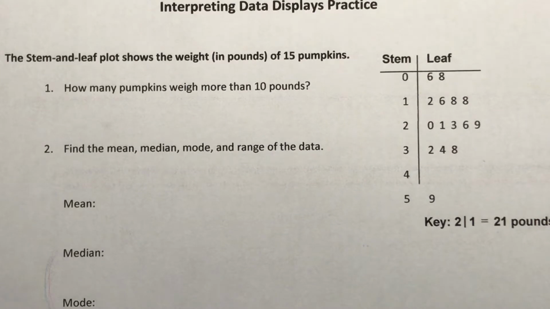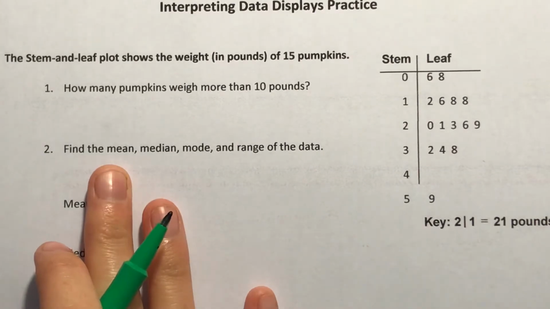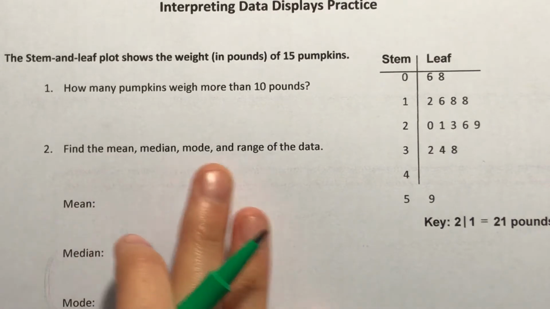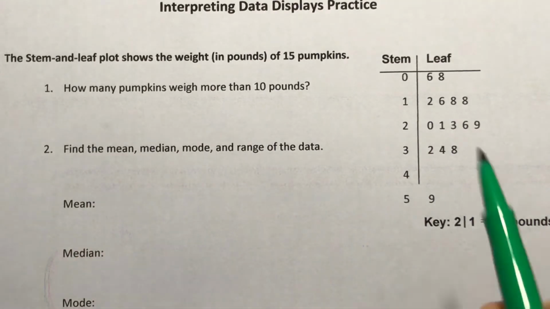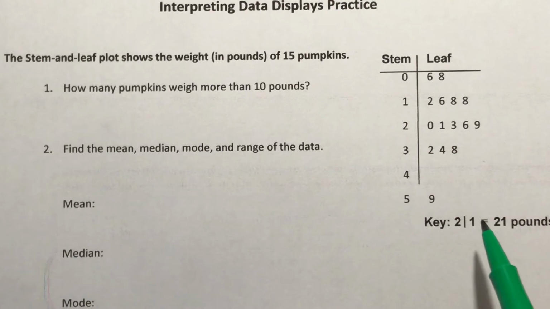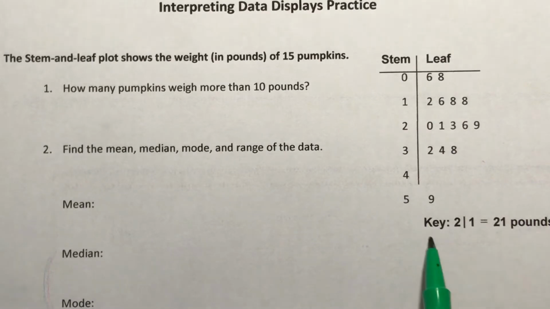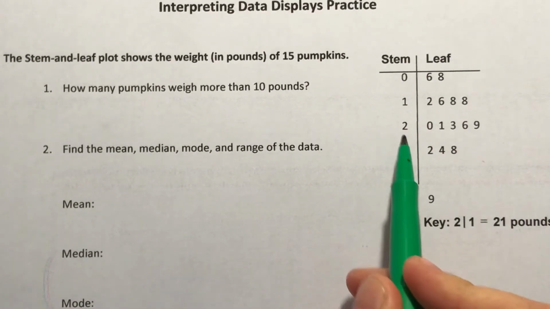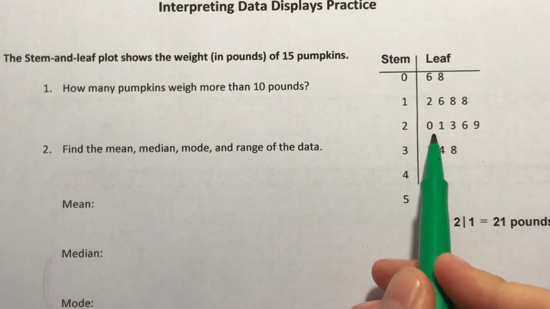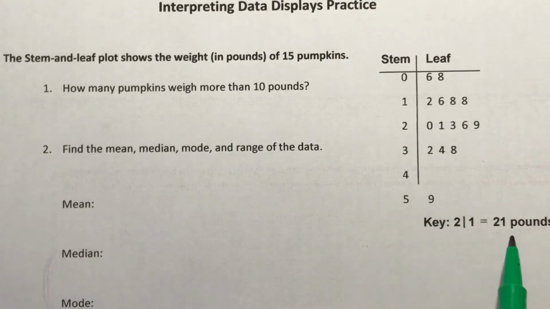All right, so stem and leaf plot. The first problem, the question is asking you how many pumpkins weigh more than 10 pounds. Now that's where you're going to use this stem and leaf plot to try to figure out how many numbers are bigger than 10. And remember, the key tells you whatever number is on the front side, and then combined with one of the numbers on the other side makes your number.